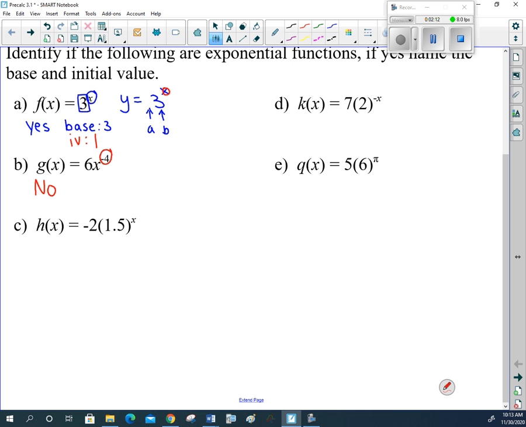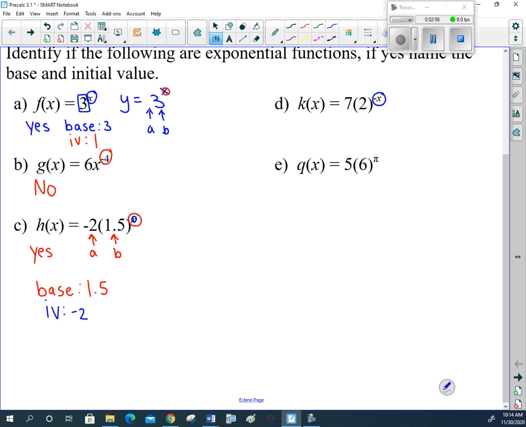Okay, letter C, we have h of x equals negative 2 times a base of 1.5 raised to the x power. So yes, the power is a variable, so this is an exponential function. This negative 2 is representing the a. The 1.5 is representing the b. So my base is 1.5. And what's my initial value? Well, if you put 0 right here for x, then 1.5 to the 0 power is 1. So negative 2 times 1 is still negative 2. So a turns out to be your initial value, negative 2.